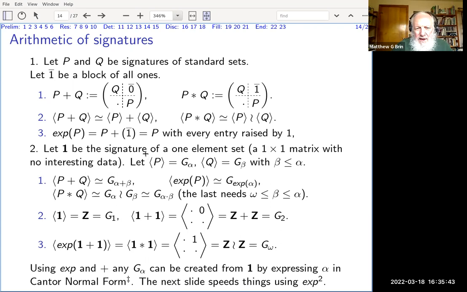And if I have an oscillation matrix corresponding to some G alpha, and if I have an oscillation matrix corresponding to some G beta, with beta the smaller, then you add the signatures together using this method. I claim that you have the sum of the groups that corresponds to the group corresponding to the sum of the indices.